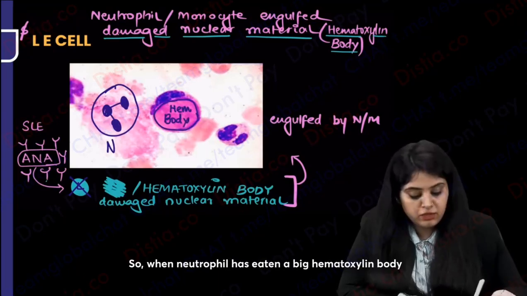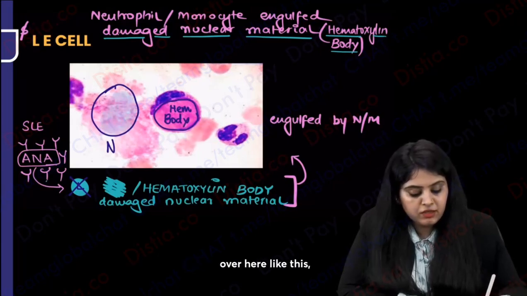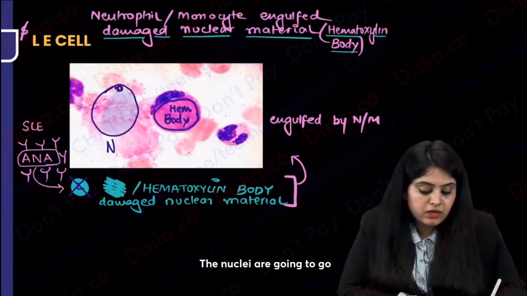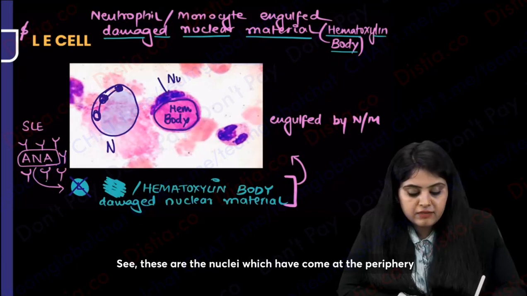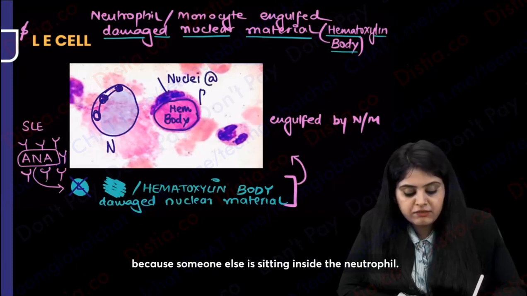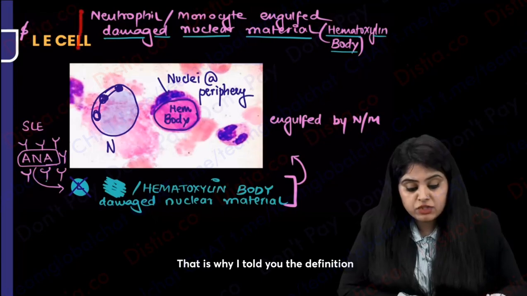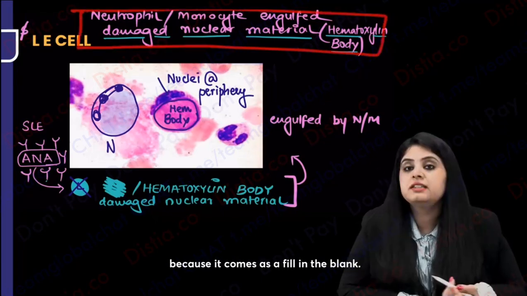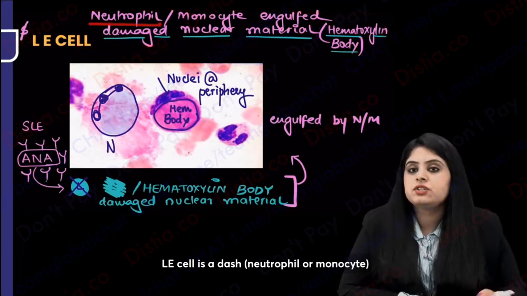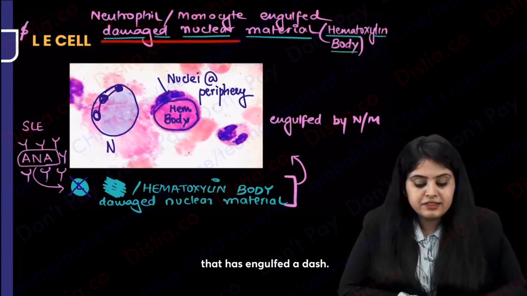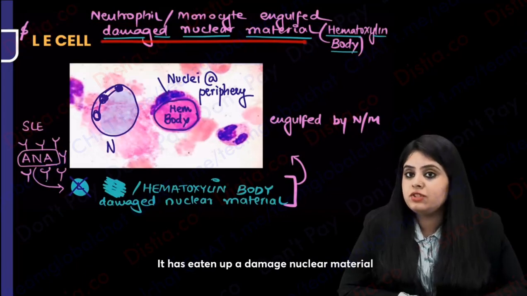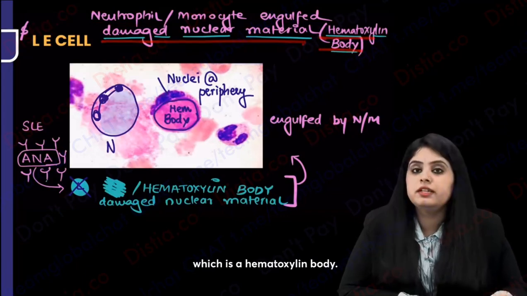The neutrophil has eaten it. So when a neutrophil has eaten a big hematoxylin body like this, where will all the nuclei go? The nuclei are going to go and sit somewhere in the periphery. See, these are the nuclei which have come to the periphery because someone else is sitting inside the neutrophil. Everyone's identified how an LE cell is going to look. That is why I told you the definition right in the beginning, because it comes as a fill in the blank. LE cell is a neutrophil or monocyte that has engulfed a damaged nuclear material, which is a hematoxylin body.